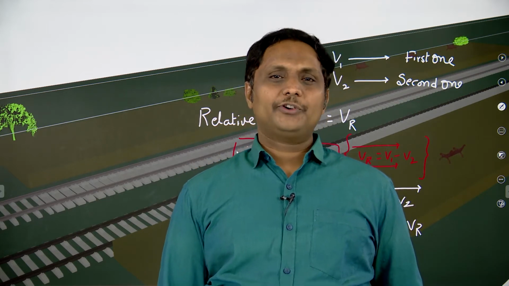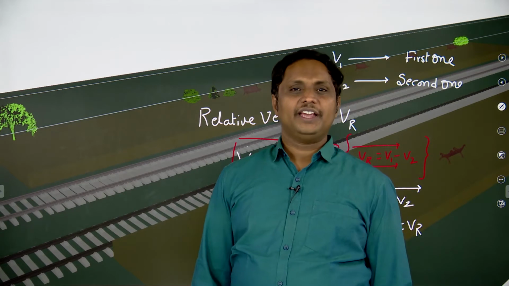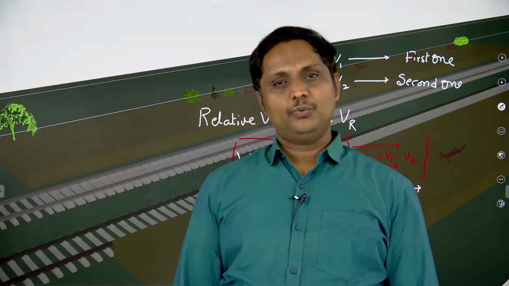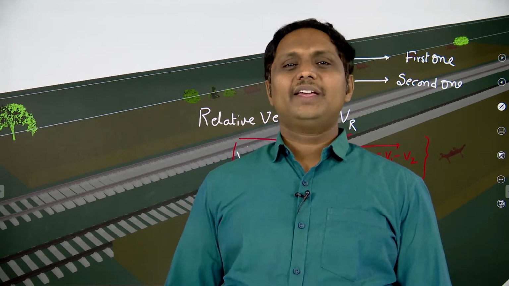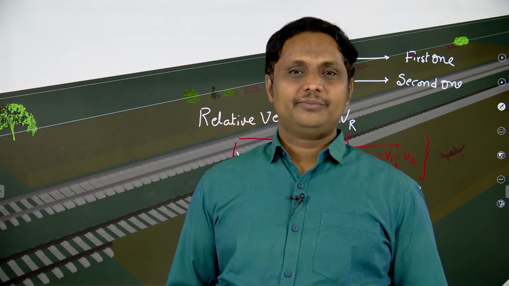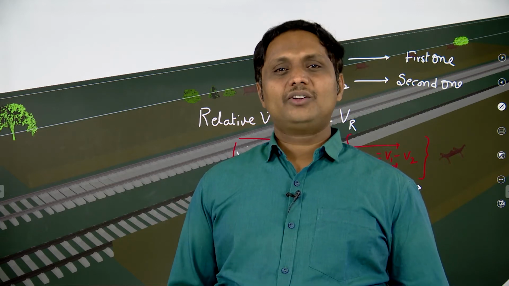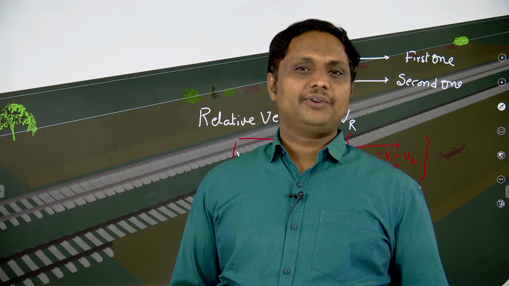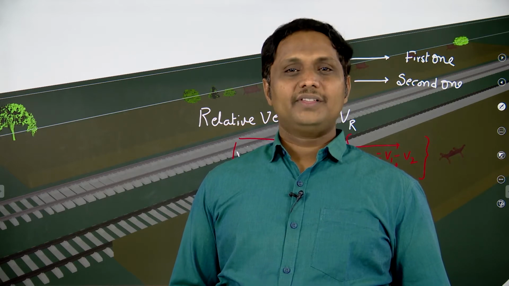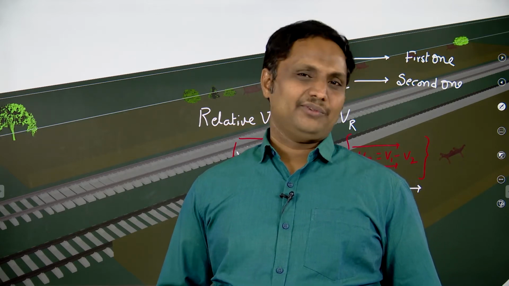Mostly you will get problems on the measurement of relative velocity in the case of two trains, or two moving objects, in the same direction or in opposite directions. So one is crossing with each other and the other is the second one overtaking the first one. You have to take that. It's very clear.